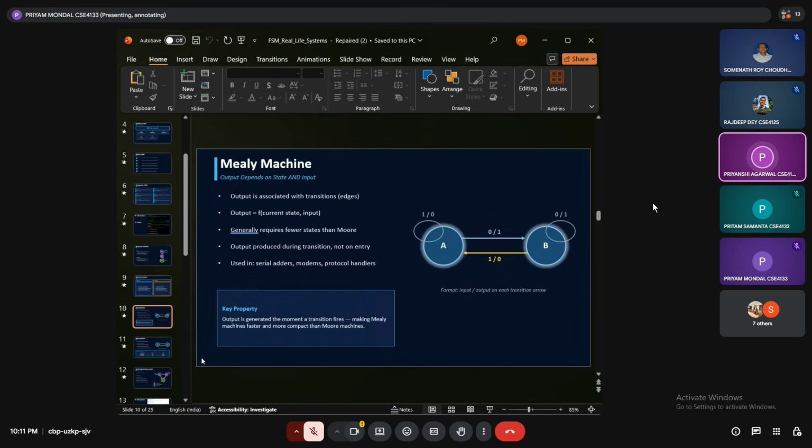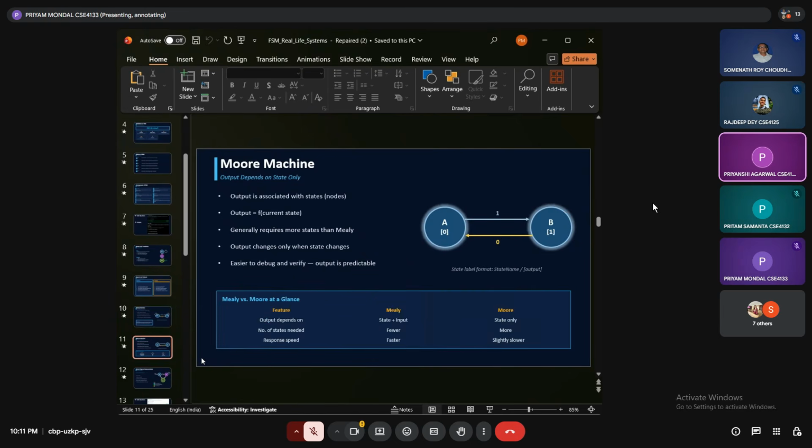In a Mealy machine, the output depends on both the current state and the input. This means output is produced during the transition, making it faster and often requiring fewer states. Next, please. In a Moore machine, the output depends only on the current state. Outputs are associated with states instead of transitions, which makes the system more stable.